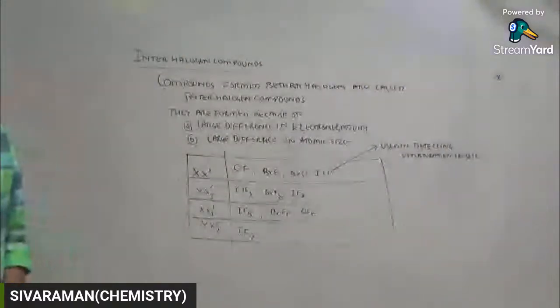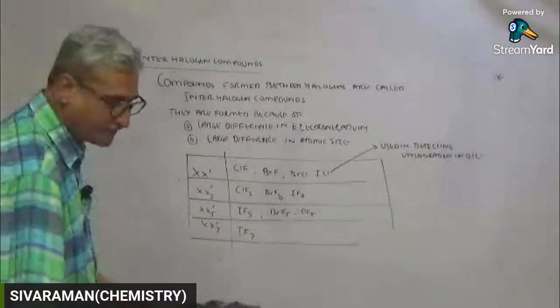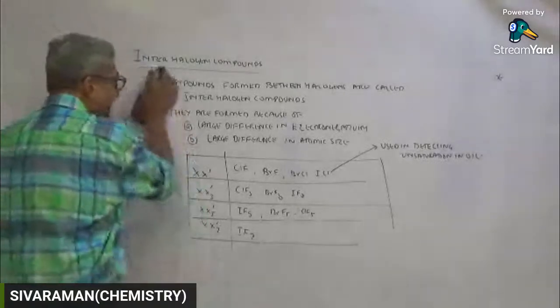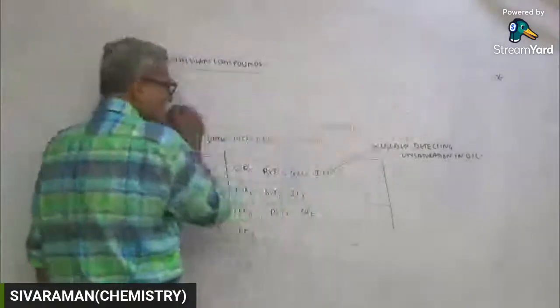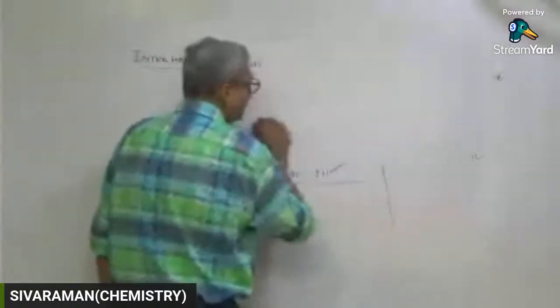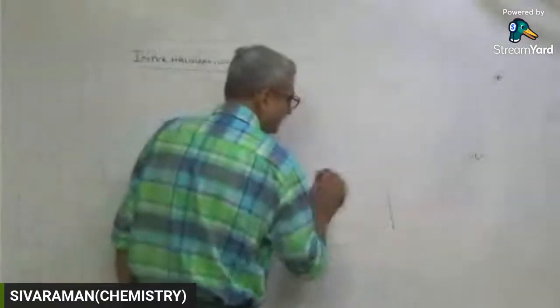Okay. Now we come to methods of preparation. Because some are solids, some are liquids, all that we have to know. Because that will be the kind of factual questions that they can ask. Is this clear?